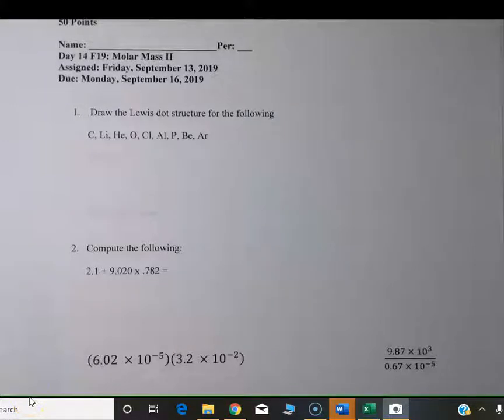This is AP Chemistry lesson for Friday, September the 13th. This is the lesson you were given in class on Friday. It's due on Monday. So here's your solutions. Again, as always, you have to attempt the problems on your own.